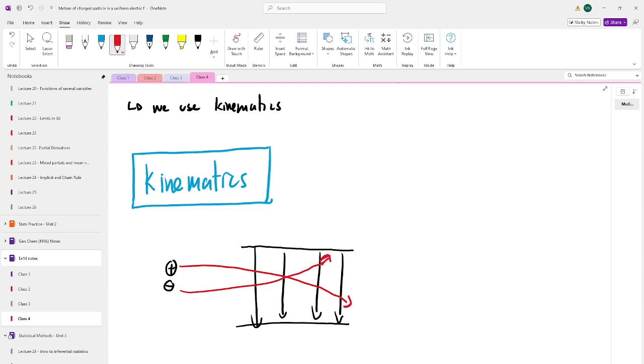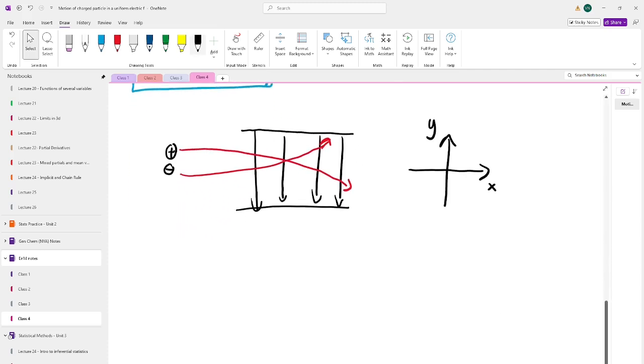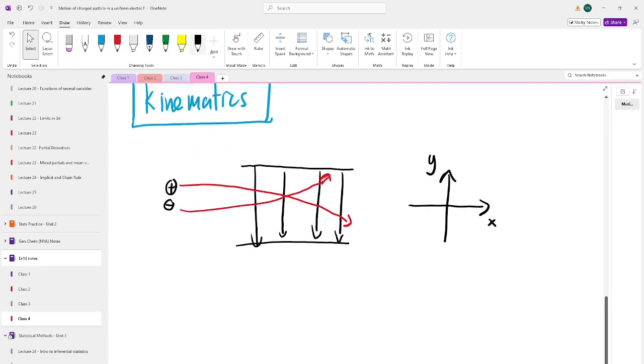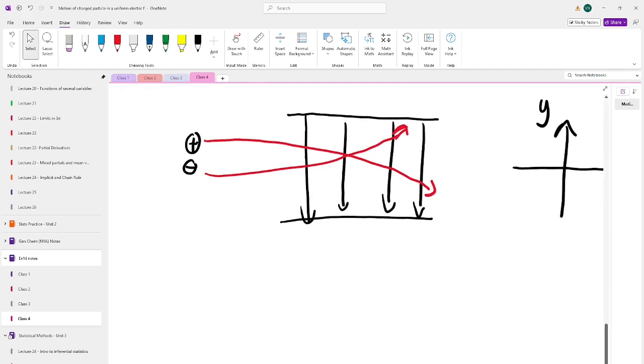So when I say the x component of the motion, I'm thinking that the x component is the horizontal portion of the motion, and the y component is the vertical component of the motion. In this case, because the force is equal to qE, in the x direction there is no force. So the acceleration in the x direction is 0. So we have constant motion, which simplifies our equations quite a bit in the x direction.